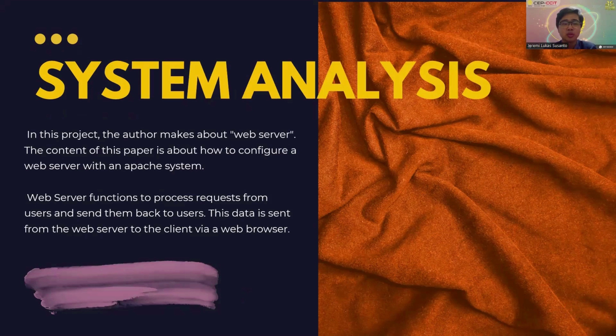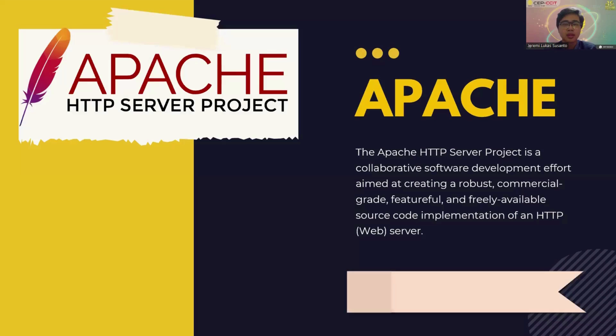So the function of a web server is to process requests from users and send them back to the users. This data is sent from the web server to the client via a web browser. And then next is Apache. The Apache HTTP server project is a collaborative software development effort aimed at creating a robust, commercial-grade, featureful, and freely available source code implementation of an HTTP web server.